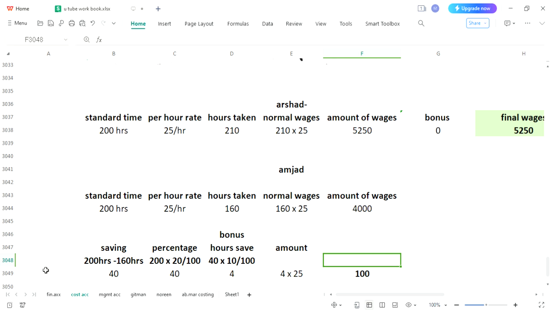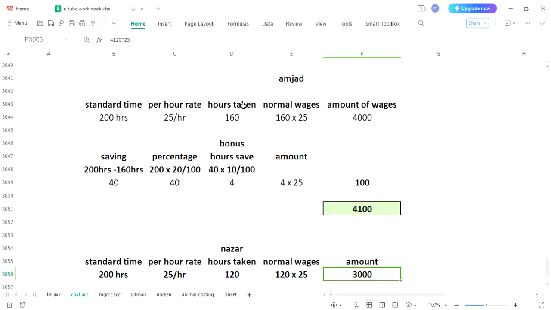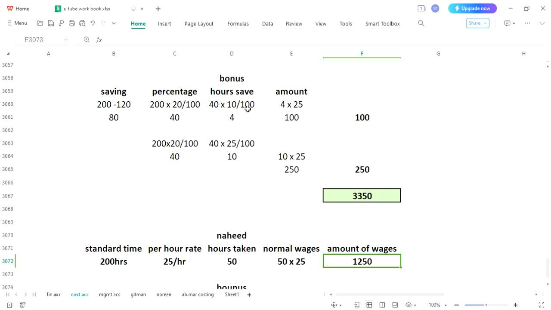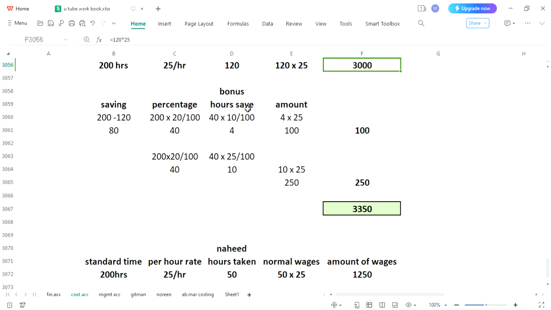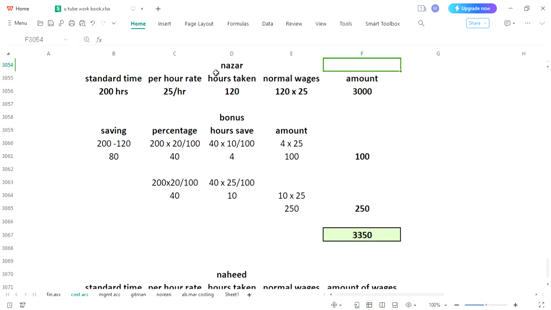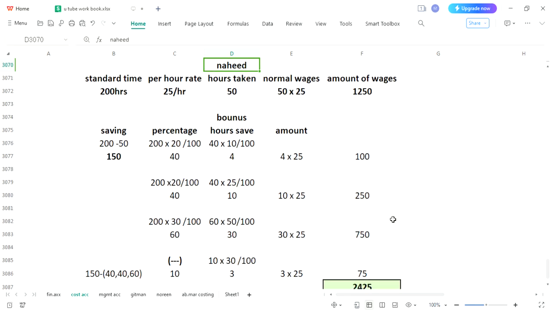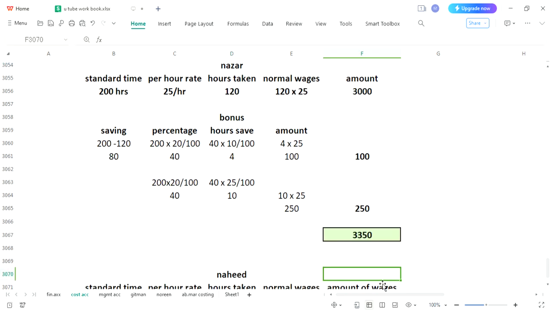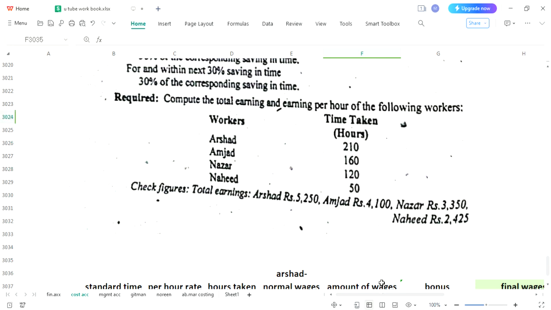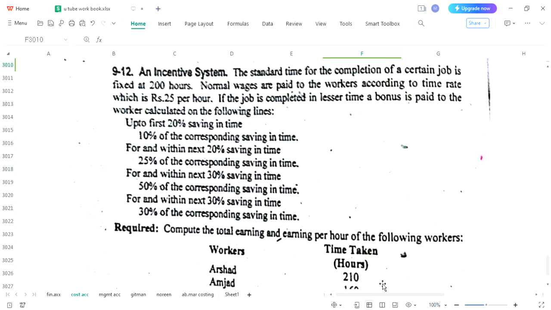So here we have Amjad 4100, and then Nazar 3350. This is Nazar, and the amount has been calculated as 3350. And finally we have seen Nahid 2425. Answers are reviewed, the question is reviewed, and I am very hopeful that you have understood, though it has a little length, but it was very simple.